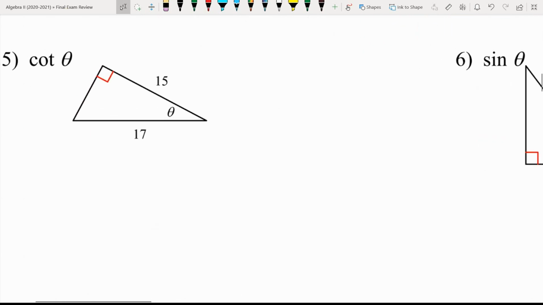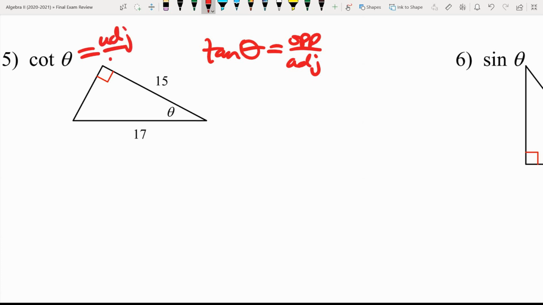All right, let's look at this one, cotangent. So that's the reciprocal of tangent. Tangent is opposite over adjacent, TOA, right? So that means cotangent is adjacent over opposite.